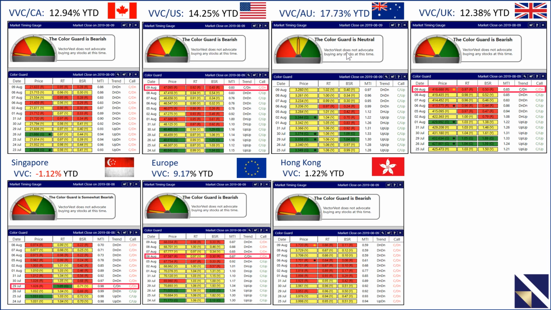Currently the caution light is on. VectorVest does not advocate buying any stocks. We've had 3 yellow lights across the top here. Momentum is certainly slowing a little bit, although the buy-sell ratio has been improving the last 3 days. So that's all good.